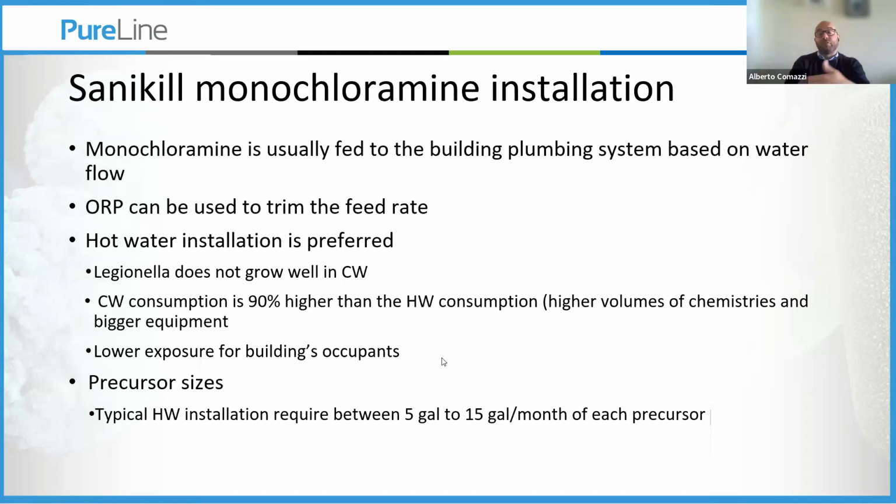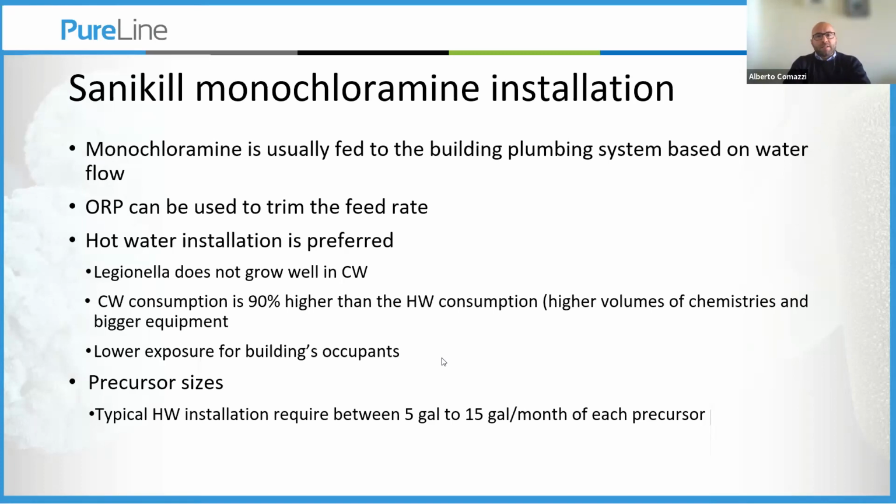As we said, it comes in from the city in your cold water main, but usually starts to spread around in the building once that bacteria reaches the domestic hot water system. Plus, the cold water consumption in buildings is usually 90% higher than the hot water consumption. So that means bigger units and a much higher volume of chemicals are needed to treat the entire cold water system. There is also lower exposure for building occupants when just the hot water is being treated, because people don't usually drink the hot water that comes from the tap.